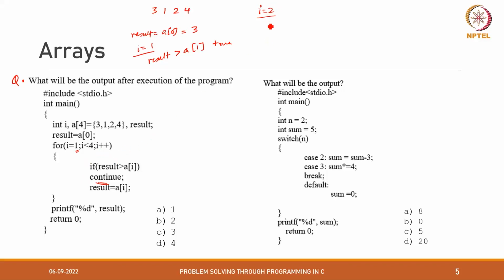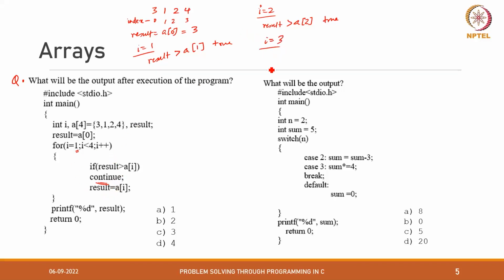So I becomes 2. Now again it checks whether result is greater than a of 2. Result is still 3, because this step was omitted in the iteration I is equal to 1. So currently result has a value of 3. If I write the index 0, 1, 2, 3, a of 2 basically is 2. So 3 is greater than 2, this is still true, and continue will be executed. Again it will skip to the next iteration.